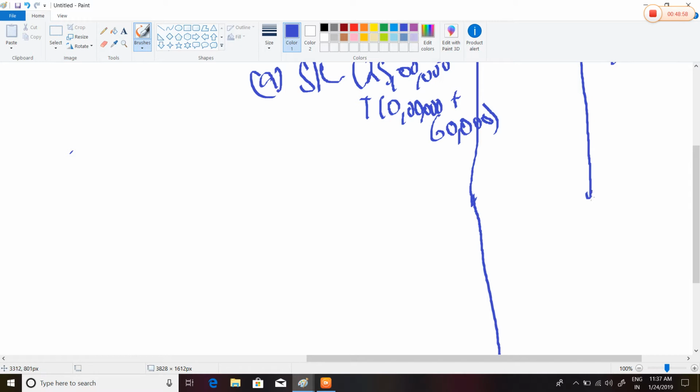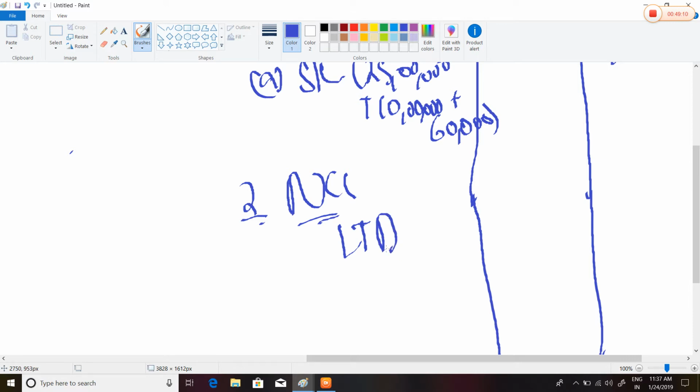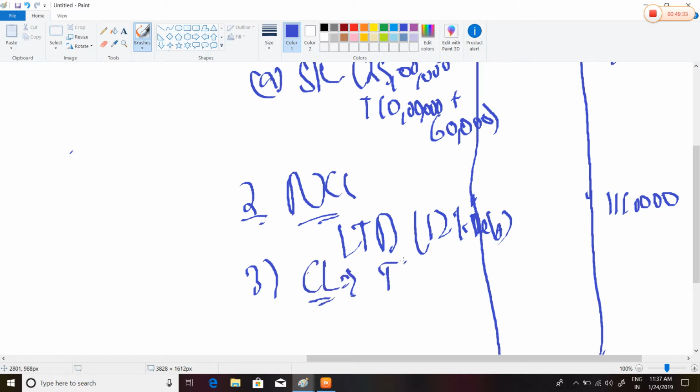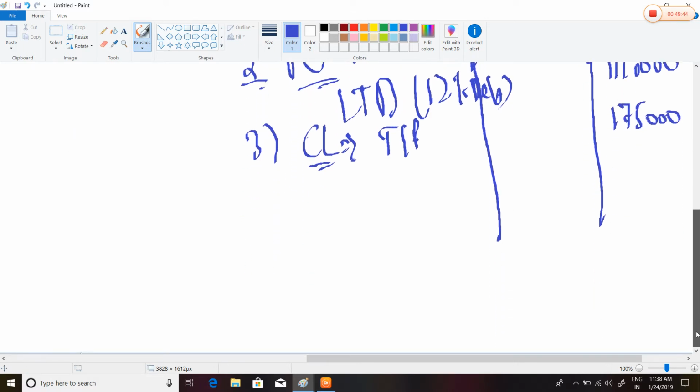Next, non-current liabilities, that is long-term debts. 12% debentures of A and B, that amounts to 4 lakh 10,000 plus 7 lakh, 11 lakh 10,000. Then third, current liabilities, trade payables. What's the amount? 1 lakh 75,000.